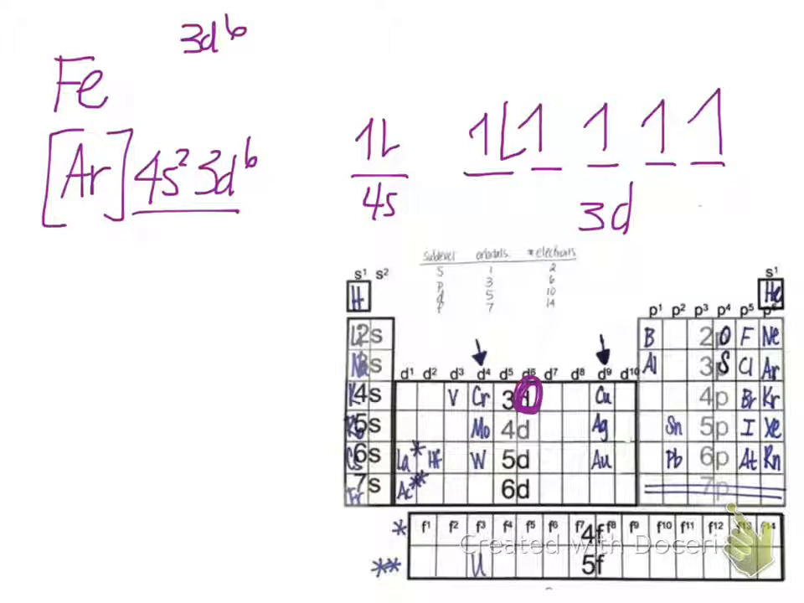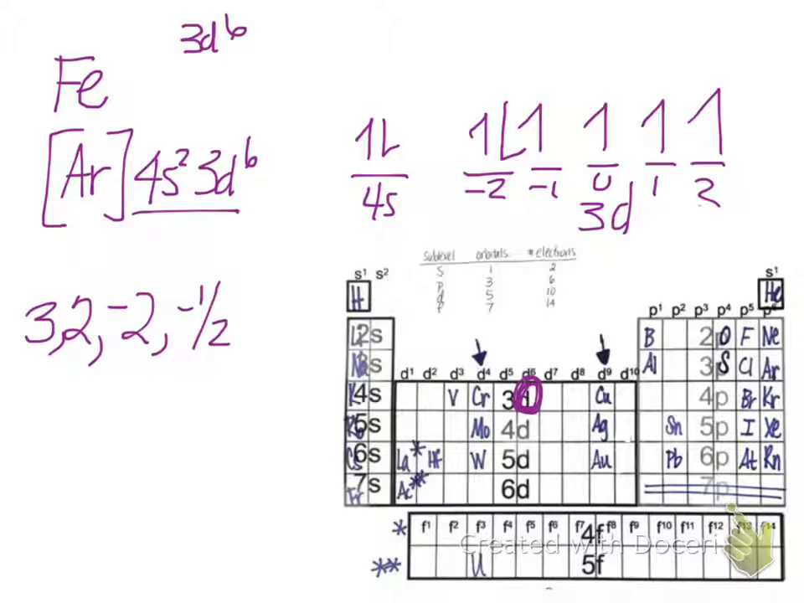So what would my quantum numbers be? 3. I'm in a d, so how do I signify a d? 2. Negative 2, negative 1, 0, 1, 2, so I would be negative 2. And it's pointing down, so negative 1/2. Okay? So on this worksheet, they're going to give you different aspects of that, and you've got to figure out what the rest of it is.